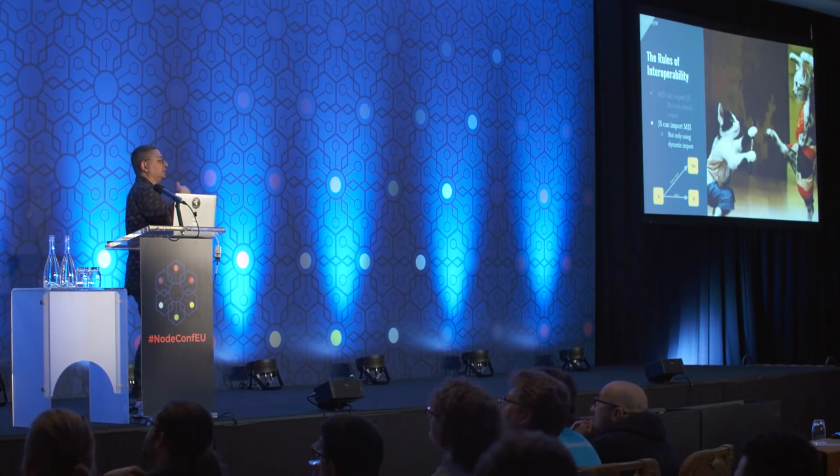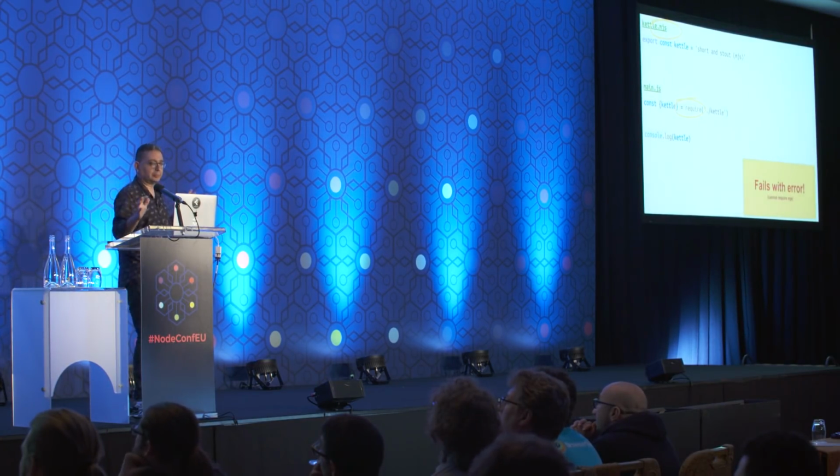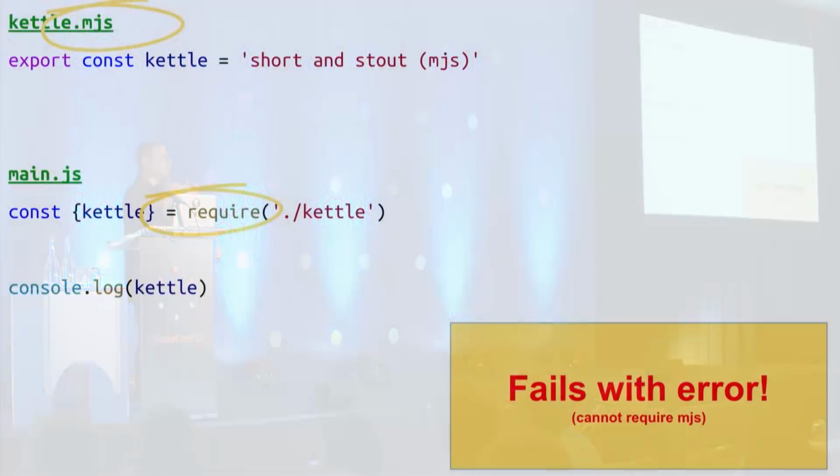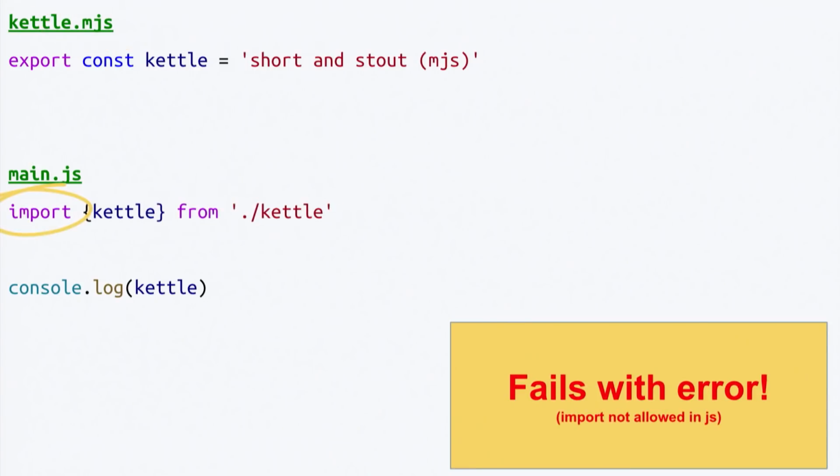What about the other way? CJS importing ESM. You're not allowed to use require to load ESM. Why? Require is synchronous, ESM is asynchronous. Doesn't work together. So what do?